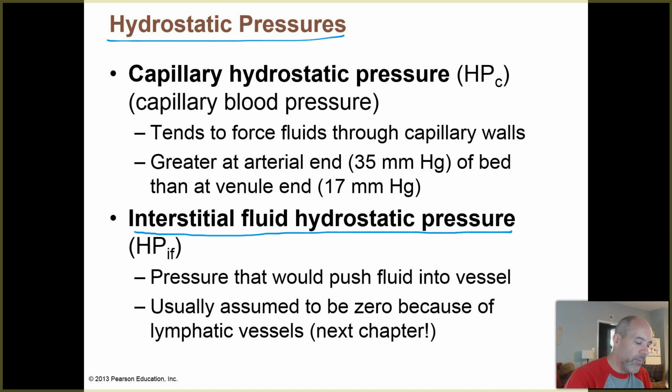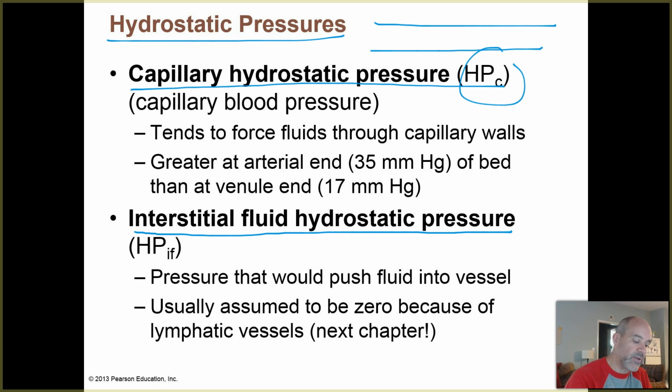All right, so your capillary hydrostatic pressure, which can be abbreviated as HPC, don't worry about that. That's the blood pressure in your capillaries. And if you think about a capillary passing through a tissue, it's going to be higher on the end near the arteriole. It's going to be lower on the end by the venule. So the blood pressure inside a capillary gradually drops from one end to the other.